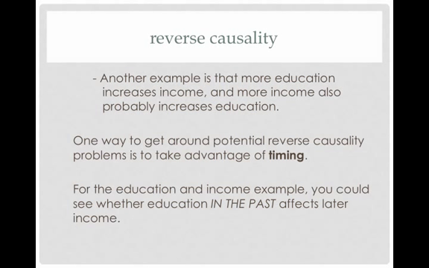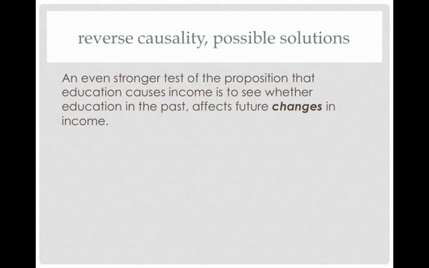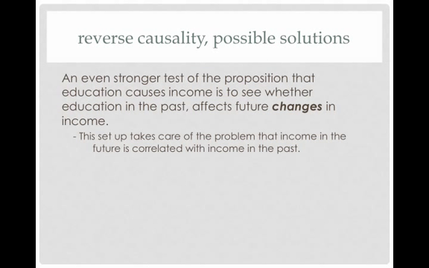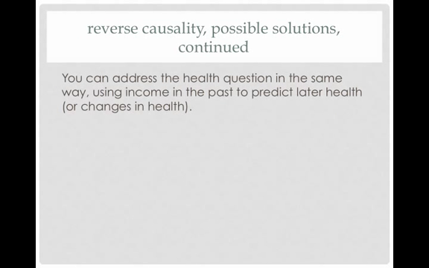So let's say your project now is looking at the effect of education on income in 2010. Well, one thing that you could do is look at education 10 years ago and see if it affects the income of countries today. An even stronger test of the proposition that education causes income is to see whether education in the past affects future changes in income. And that way you're not confounding the fact that income is correlated over time. So you're really trying to separate out what effect the education is having.